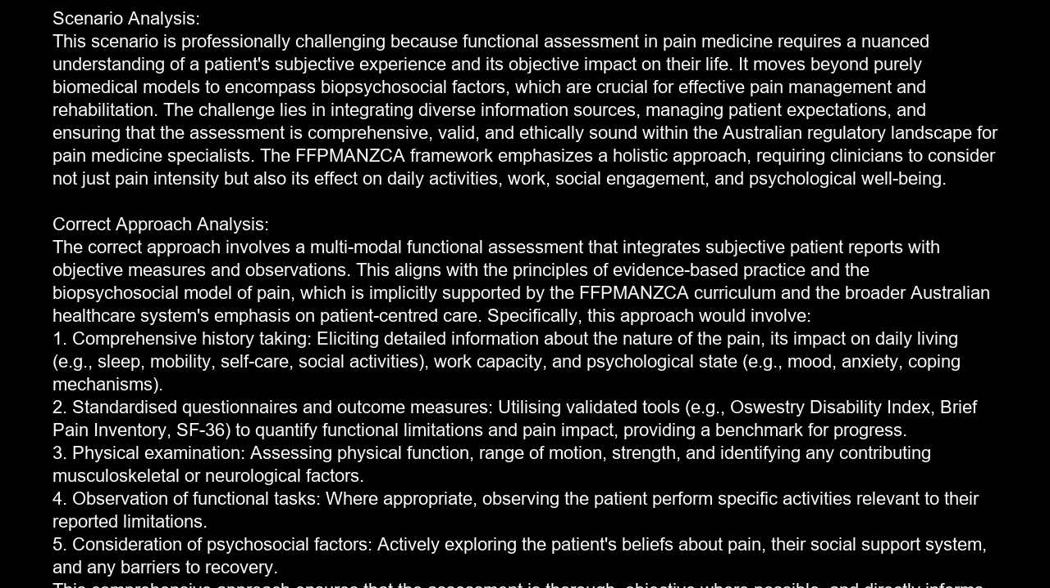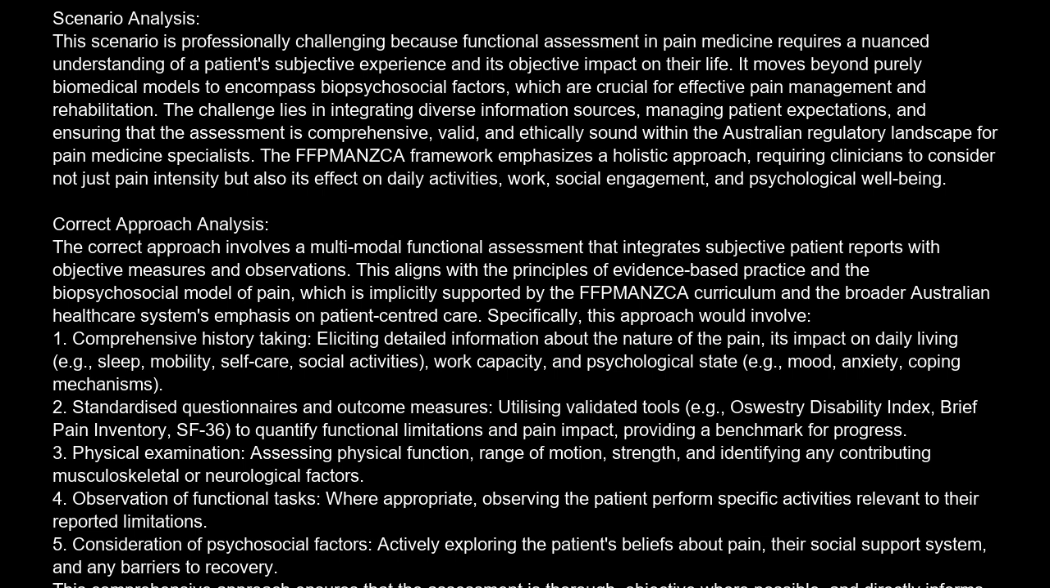recovery. This comprehensive approach ensures that the assessment is thorough, objective where possible, and directly informs the development of a tailored, multidisciplinary management plan that addresses the patient's specific needs and goals, in line with the standards expected of a fellow of the Faculty of Pain Medicine.